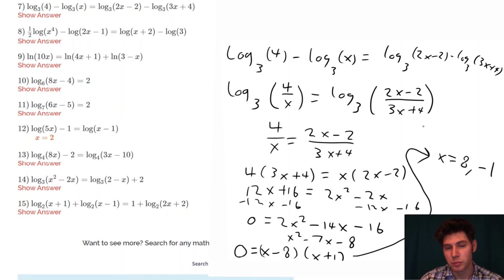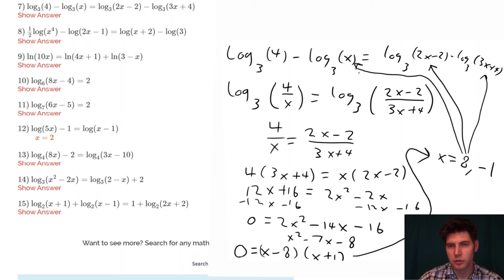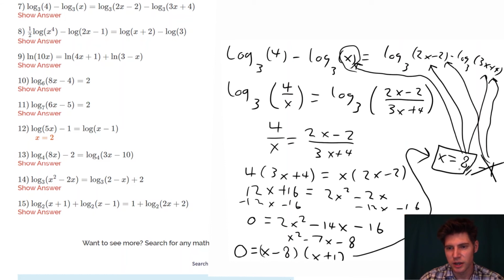And now we need to check. We need to plug them in. If we plug 8 into each of these, we still have a positive number. So it's probably going to work. If we really want to, we could plug it in and see if it actually works. But as long as we get a positive number inside the log, we're going to be fine. But if we plug a negative 1 in, that's fine for this one, but it doesn't work for this one or this one. We can't plug a negative 1 into a logarithm. If you try it on your calculator, take the log of a negative number, it's going to say undefined or not possible or no answer. So we can't have negative 1 as an answer. So we're going to cross it out, and we're going to say x equals 8 is our answer.